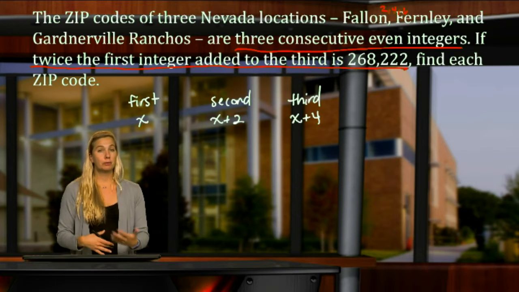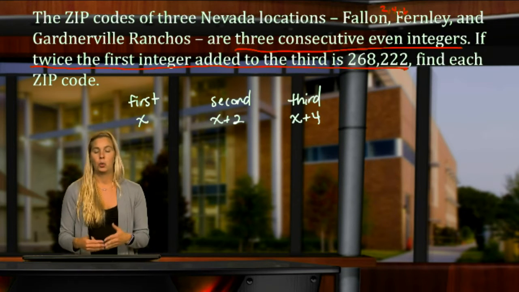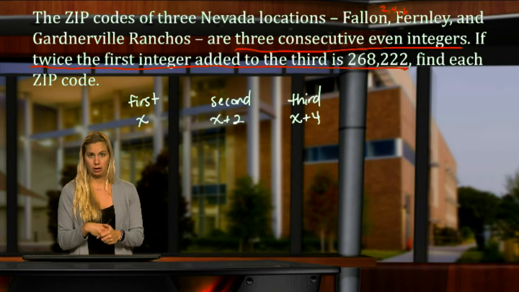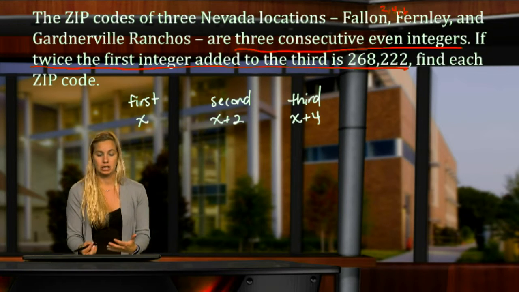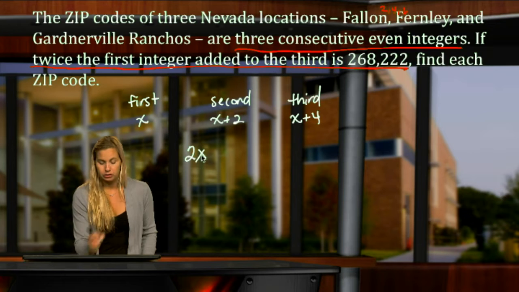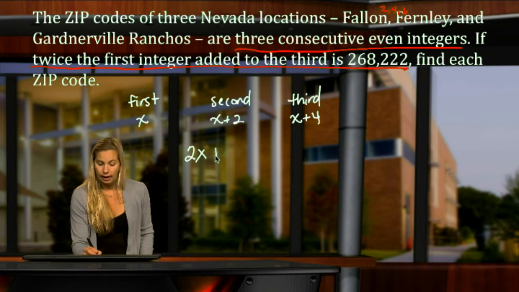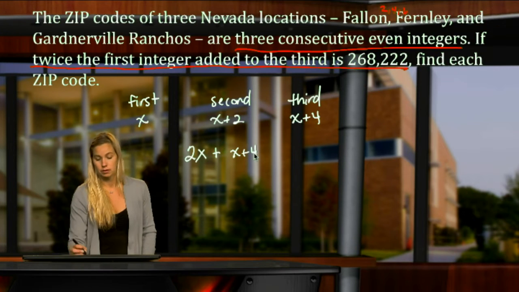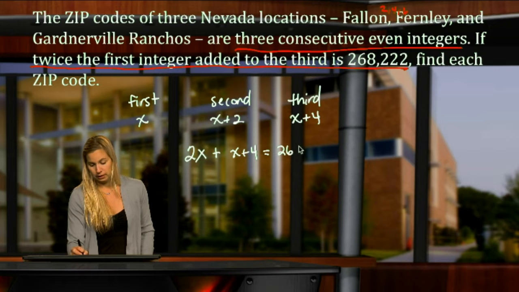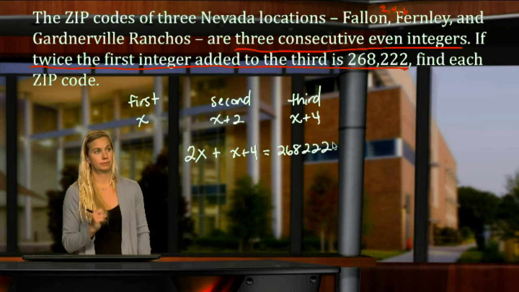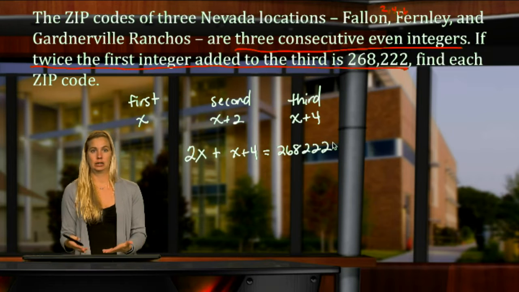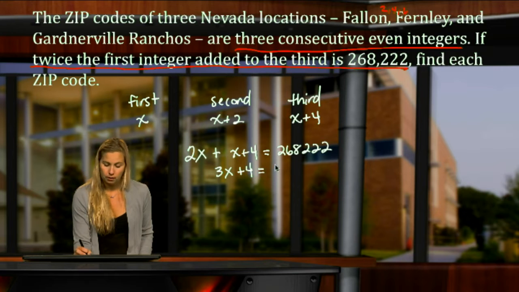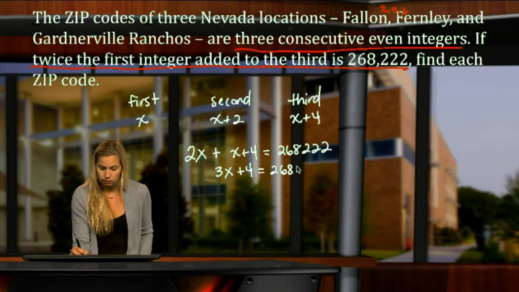Now we're going to use that other piece of information that was provided, that twice the first integer added to the third is 268,222. So that's going to end up giving us an equation to solve. Twice the first integer is 2 times x, added to the third integer, which was x plus 4, is 268,222. Now we can use this equation to solve for x. Combining like terms, we have 3x plus 4 equals 268,222.